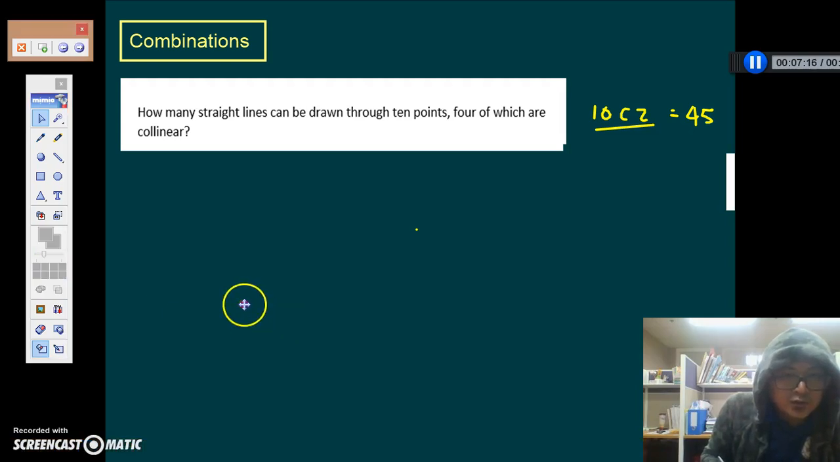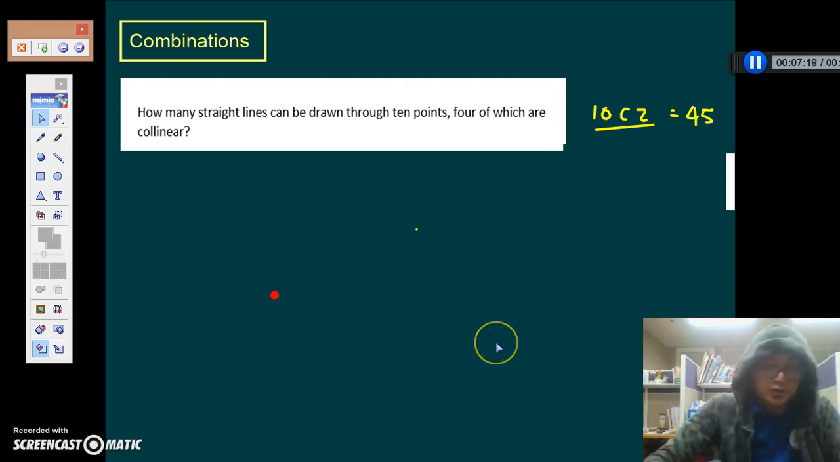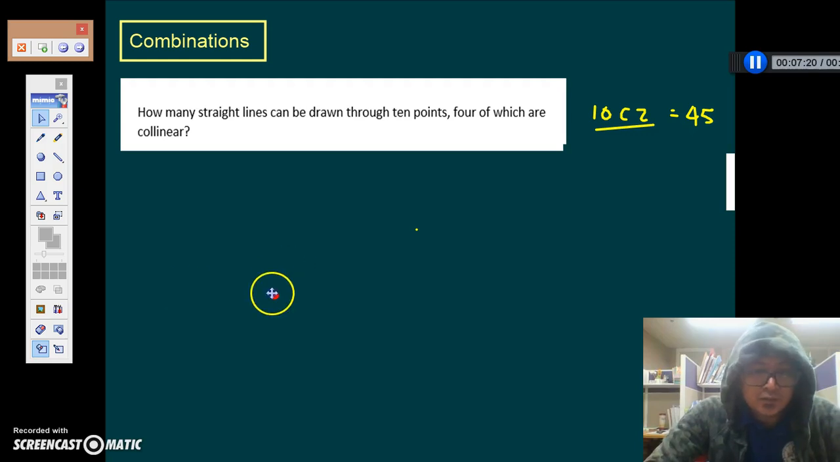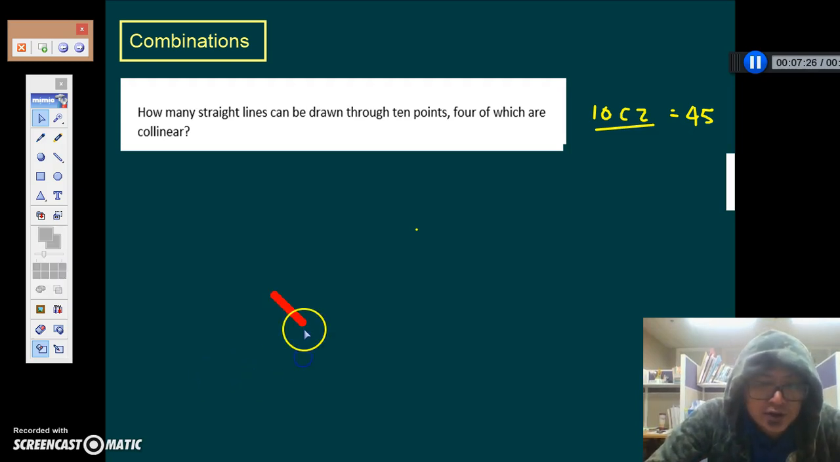Okay, so have this at the point 1, 2, 3, 4, 5, 6, 7, 8, 9. Okay, in this problem we have 10 points, 4 of which are collinear, so meaning they lie on the same line.